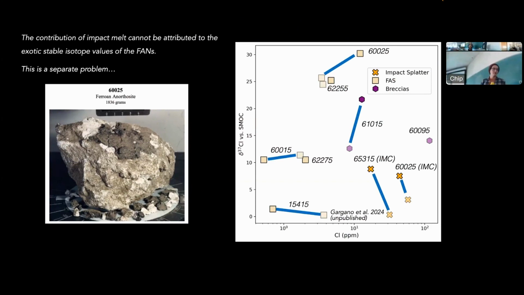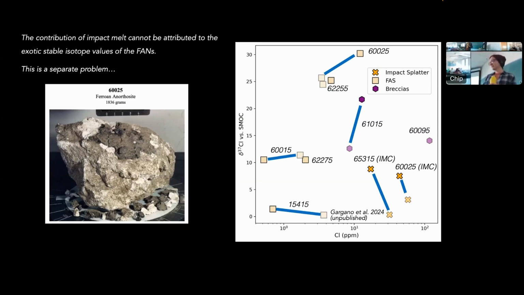So here on the right, I'm showing some unpublished data of the chlorine isotope values of the impact melt coats on some of the FANs here. And I want to really key in specifically on 60025. And what we can see here is that if we look at the impact melt coat of 60025 relative to the interior of the rock, this is a separate component. The contribution of the impact melt cannot be attributed to the exotic stable isotope value of this rock. And this is a separate, very difficult problem to address, and that's what we'll be discussing going forward here. So again, the impact melt coat is sampling a different reservoir and is not the source of the very high 30 per mil value we see inside the rock itself.